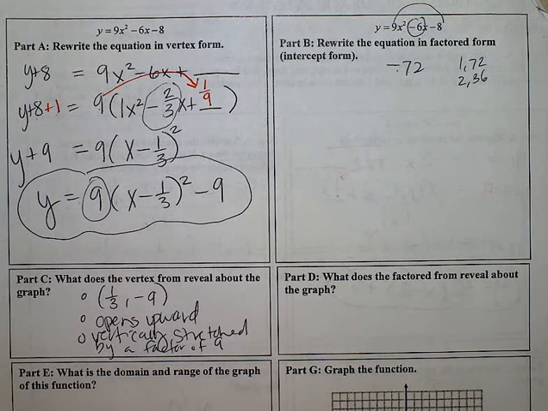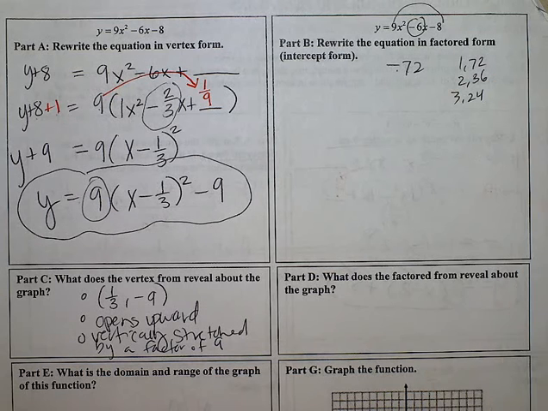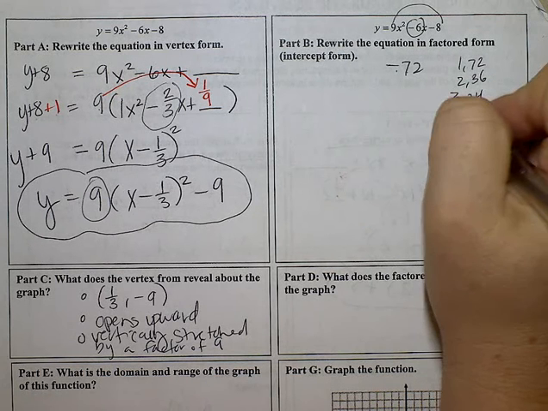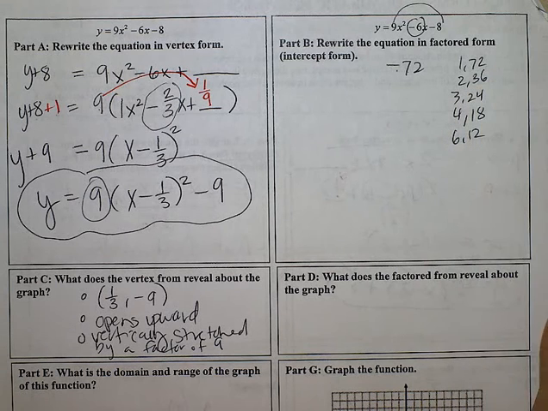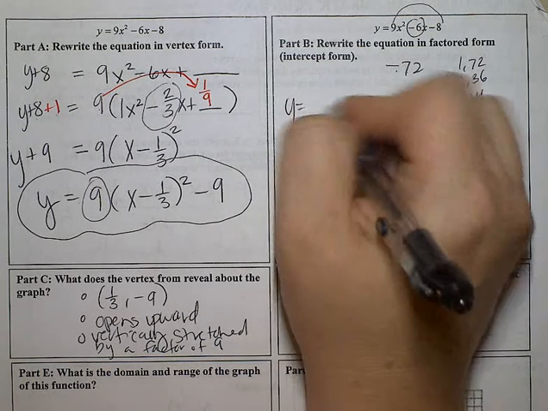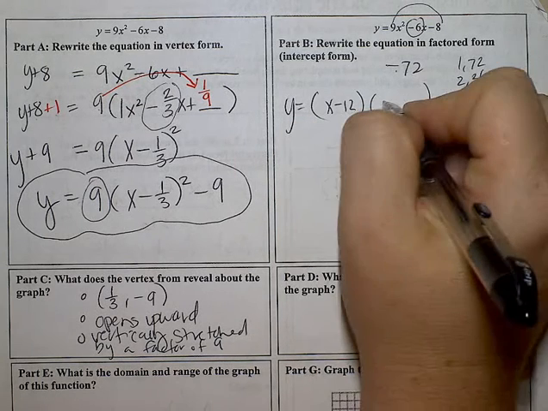No. I'm going to try 72 divided by 3. That's a no. 4. No. 6 and 12 do work. So it must be a minus 12 and a plus 6.